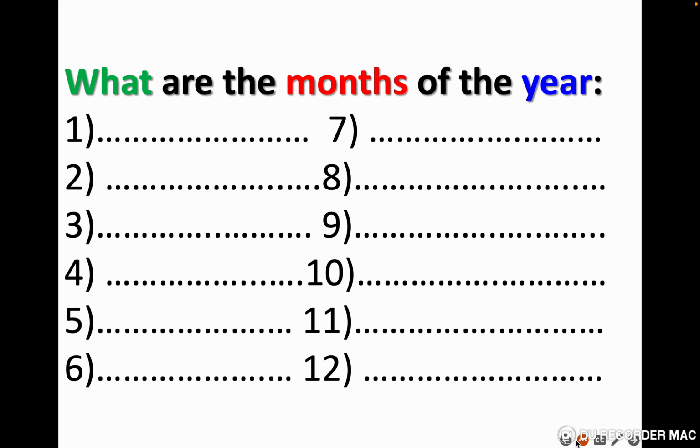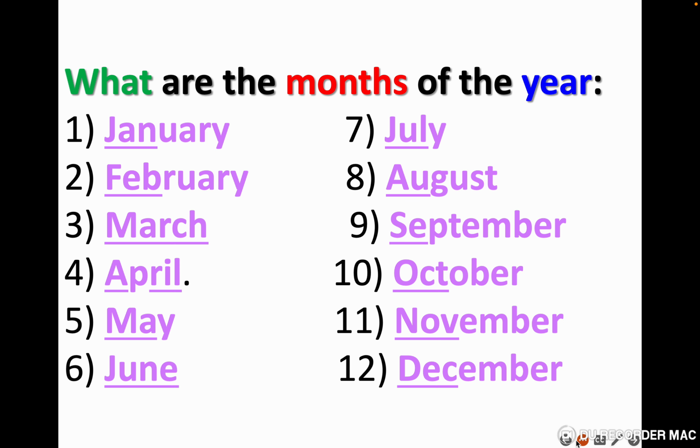So here, what are the months of the year? Many students don't know how to write the months of the year. Maybe you can write them, but in disorder. So try to learn them in order. Let's see the answers. The first month of the year is January. The second is February. The third is March. The fourth is April.